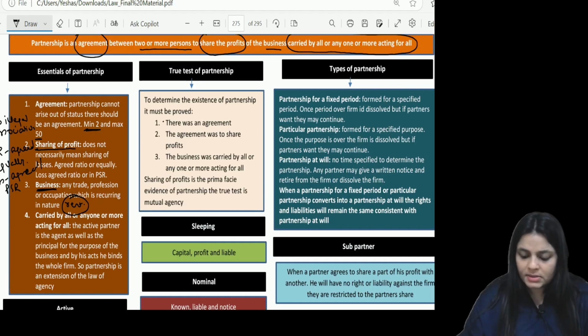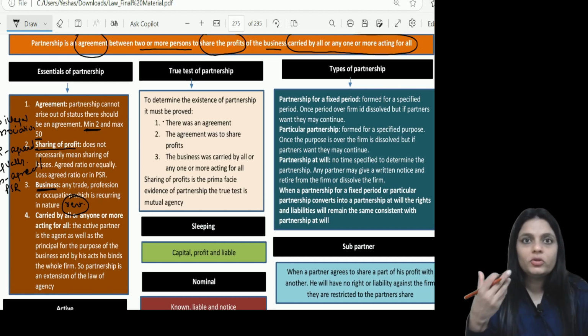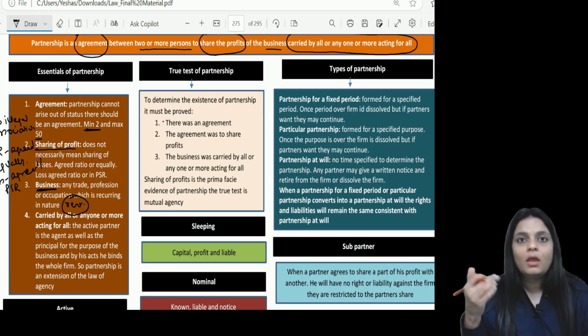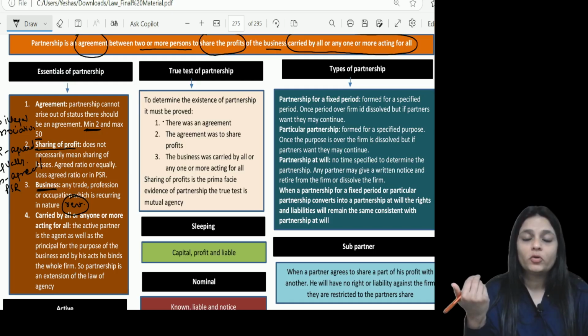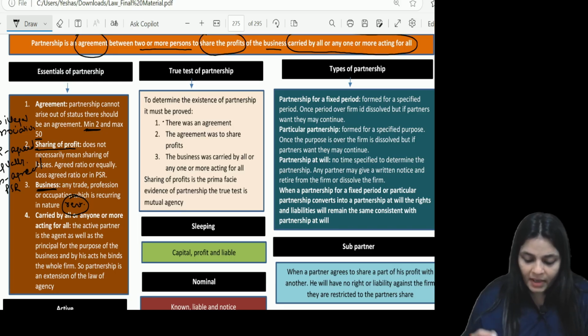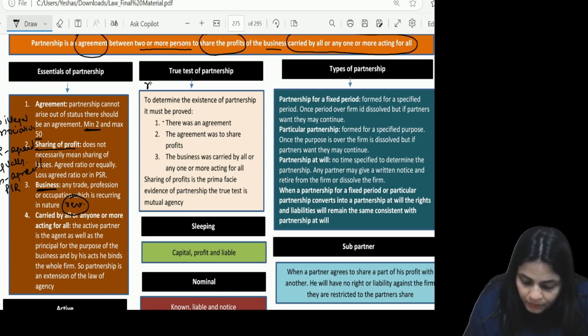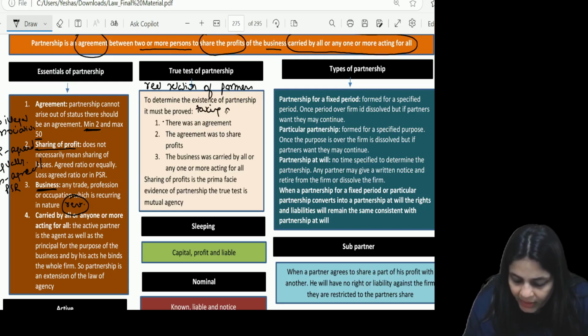Moving forward, if the agreement is written, I know there's a partnership, but if the agreement is not written, if it is oral or implied, how will I know whether the partnership is there or not? So what is the test for partnership? To determine the existence of the partnership, we have to look into the real relation of the partners, taking all the relevant facts together.